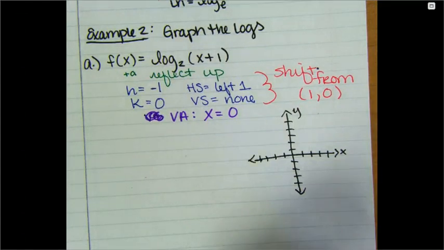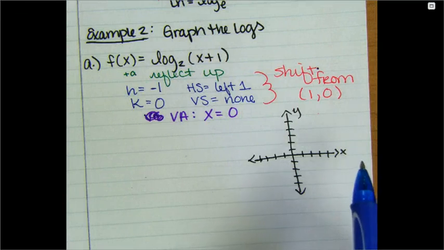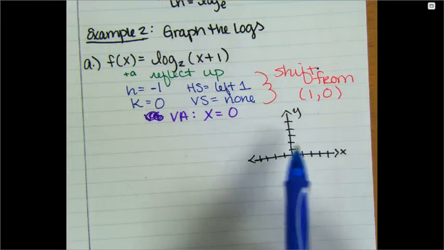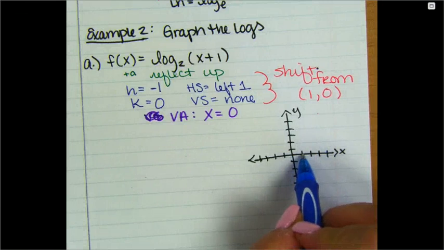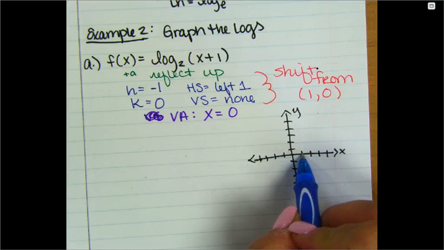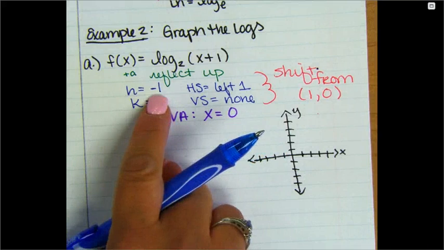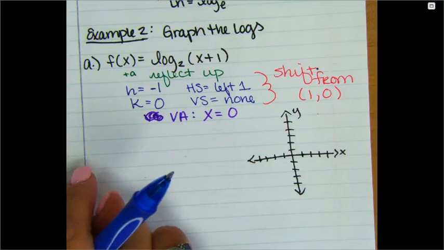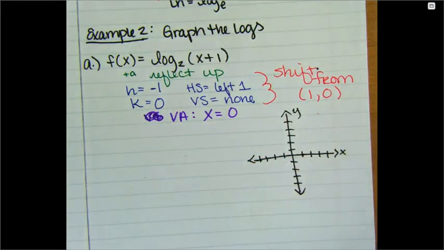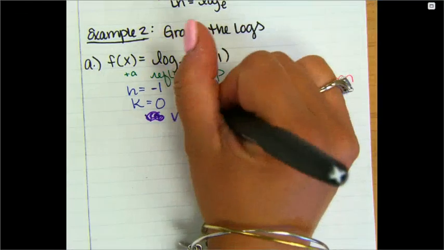Where do we put our pencil? 1, 0, which is here on the x-axis. You see that? Okay, where do we shift? Isn't h negative 1? We wrote h is negative 1. Vertical asymptote. Oh, yeah, you're right. See? Thanks. I'm just writing.